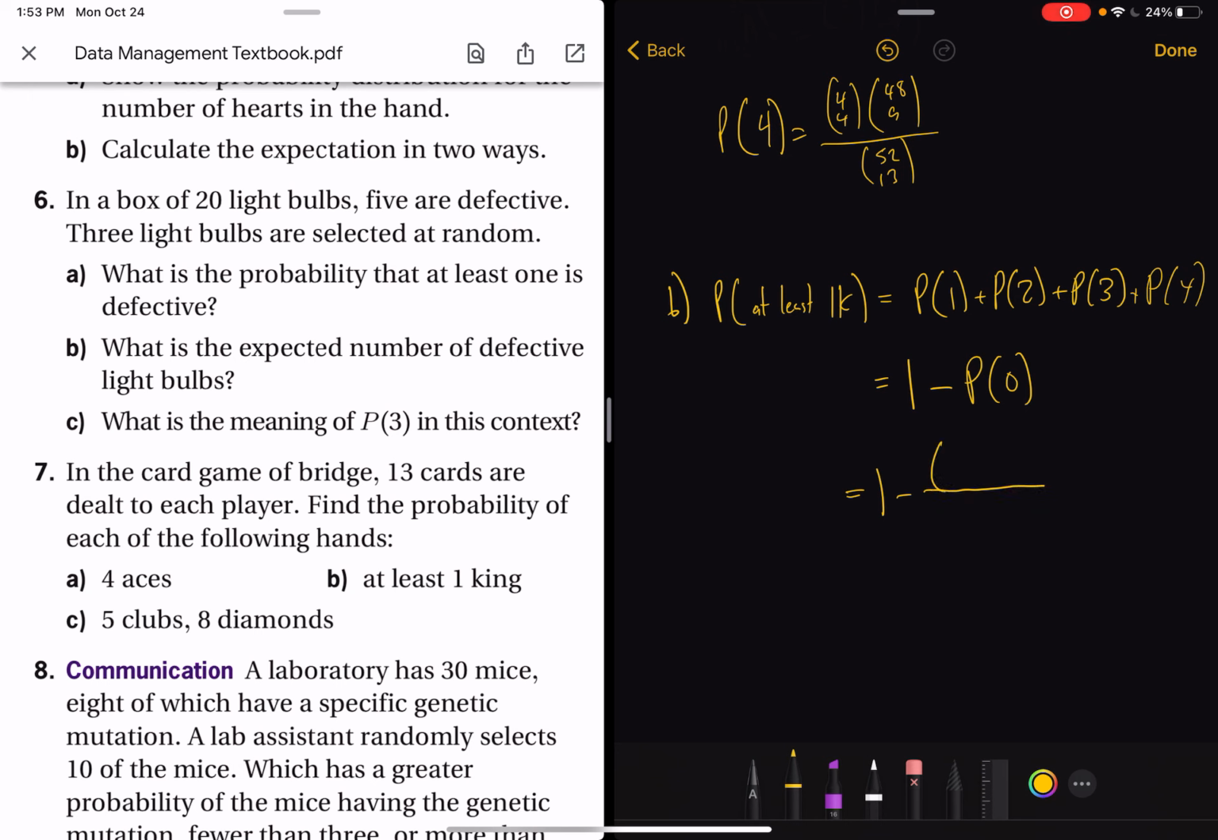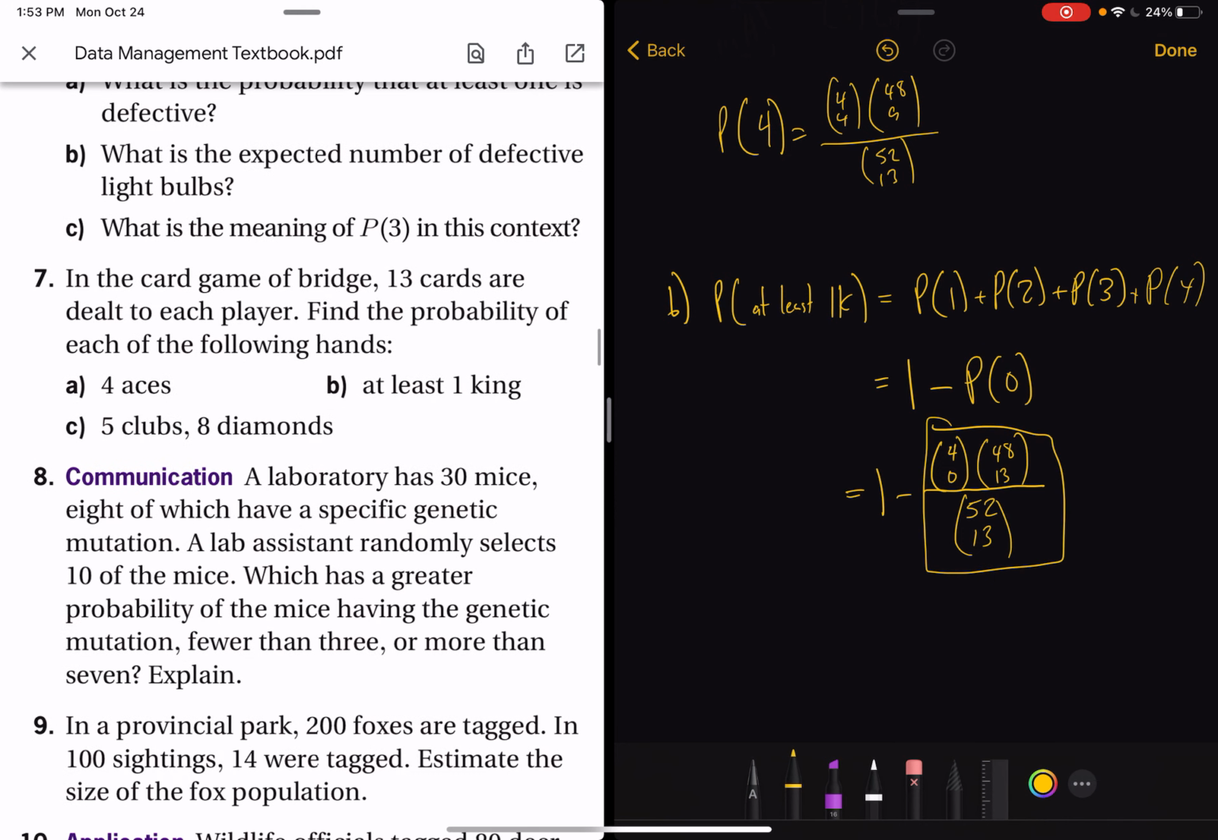Well, how many kings are there? We're going to define success as a king. 4 choose 0 kings, and then there's 48 left, and we're going to choose all 13 from there, all divided by 52 choose 13. And that's your answer. Once you do this calculation, you do 1 minus whatever probability that turns out to be, and you're good to go.